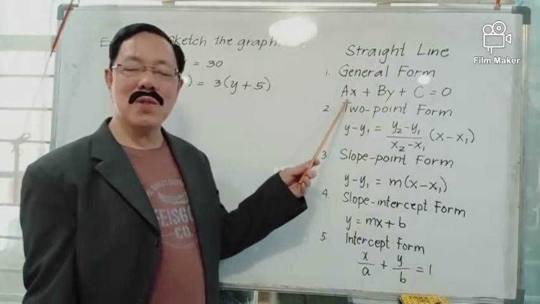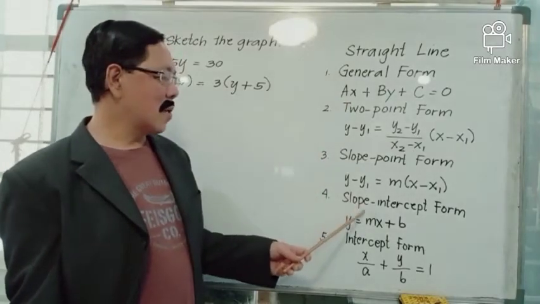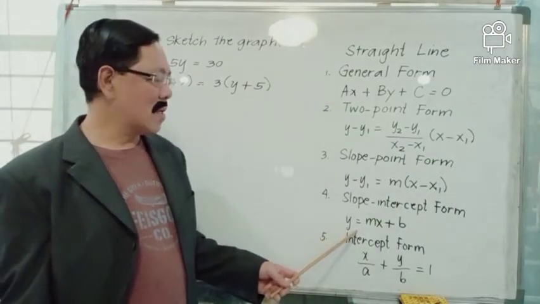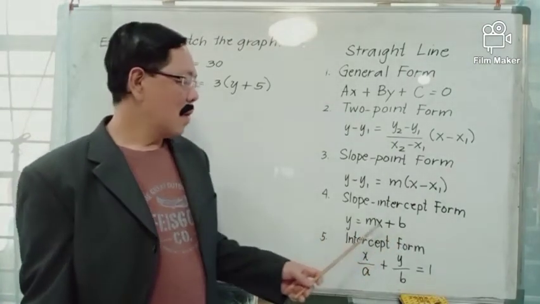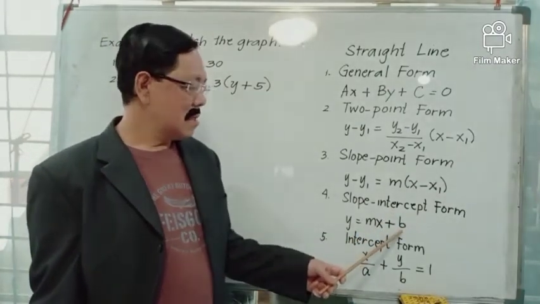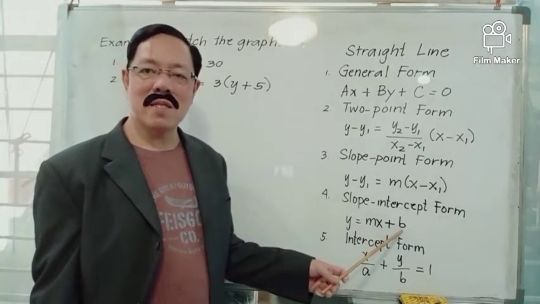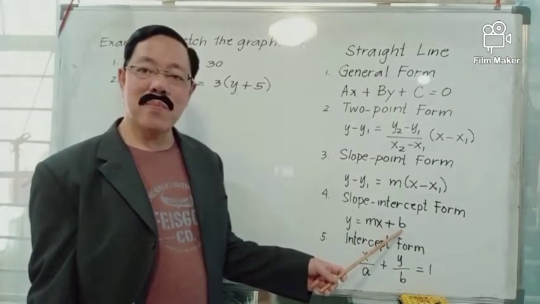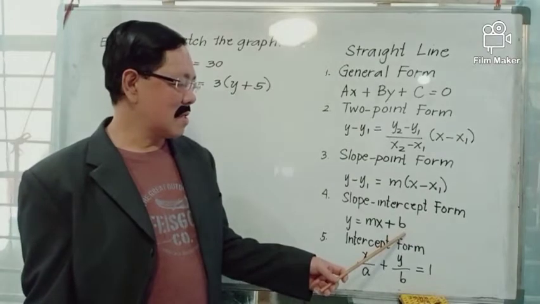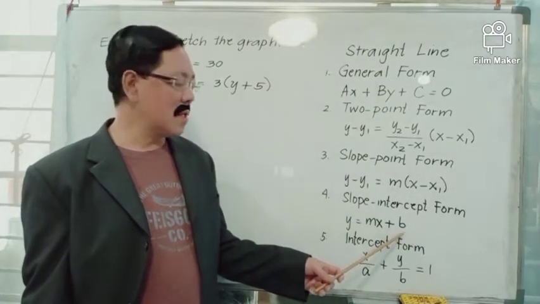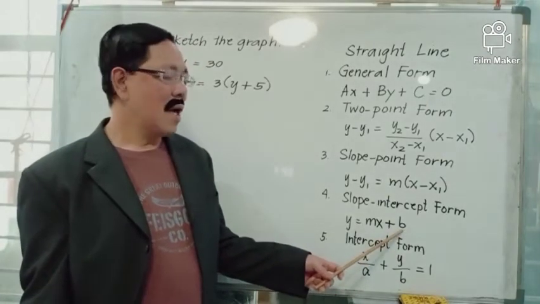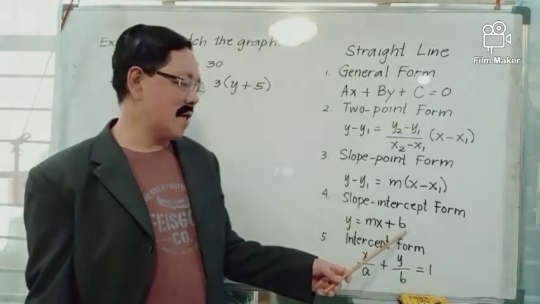The equation of a line in two variables can also be written in slope-intercept form. This is the slope-intercept form y equals mx plus b, where m is the slope and b is the intercept. In particular, b is the y-intercept. That is, this is a point on the y-axis, y equals b, and the line will pass through this point on the y-axis. So y equals b is the point of intersection of the line and the y-axis. Hence, b here is actually the y-intercept.